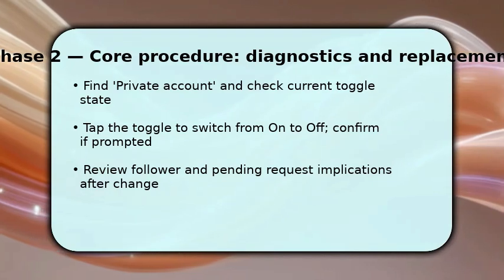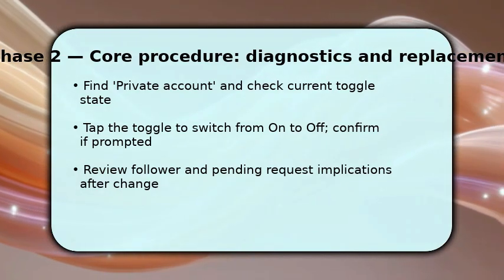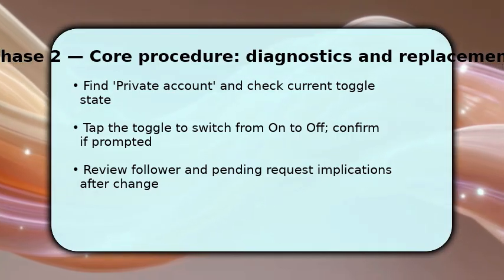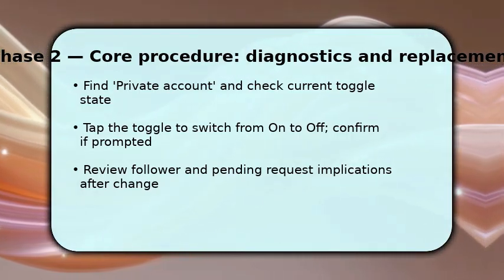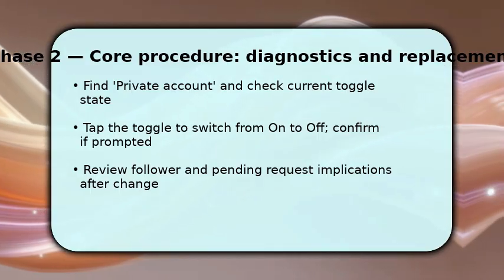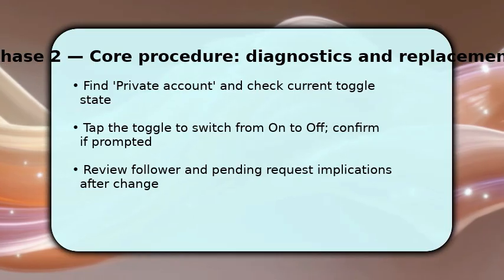You'll now turn the private setting off. Find Private Account and note whether the toggle is on. That means only approved followers can see content. Tap the toggle to switch it from on to off and accept any confirmation prompt.